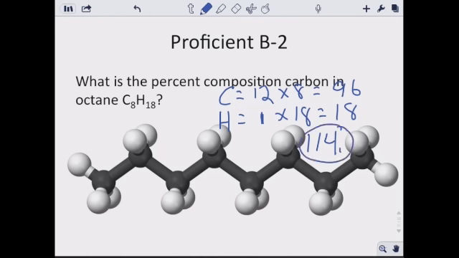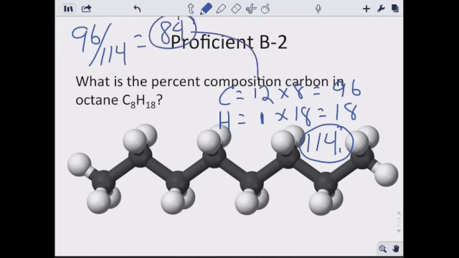And it wants to know the percent composition of carbon. So when we're looking at this, we take 96 all divided by 114, and that will give us right around 84% of that will be carbon.